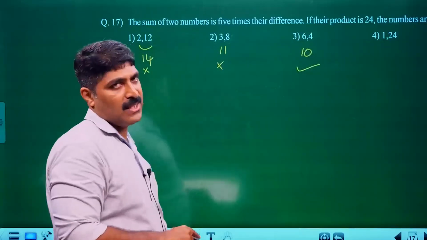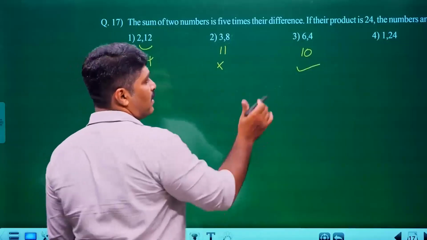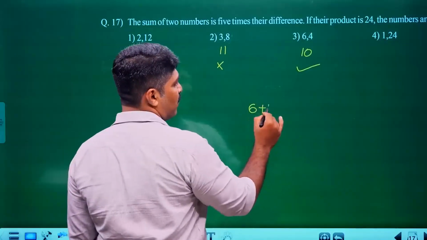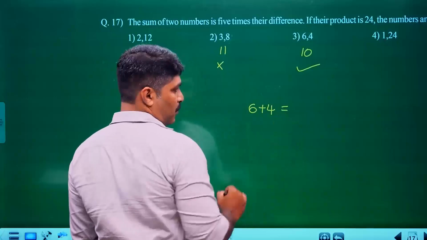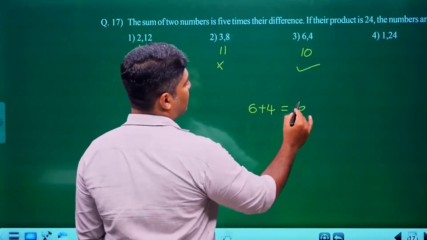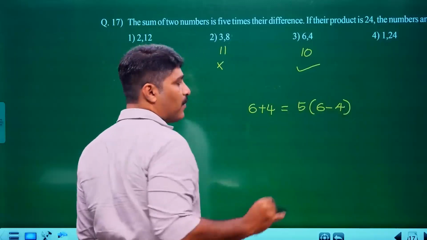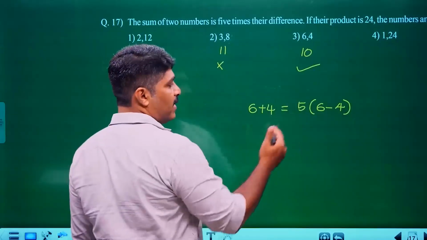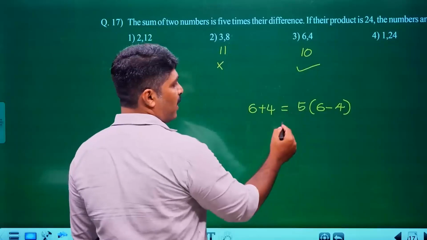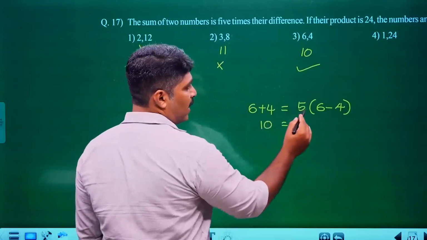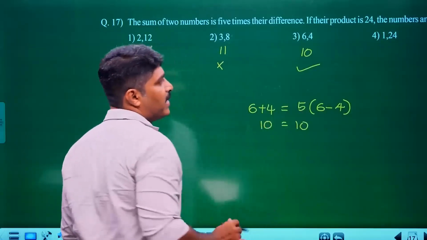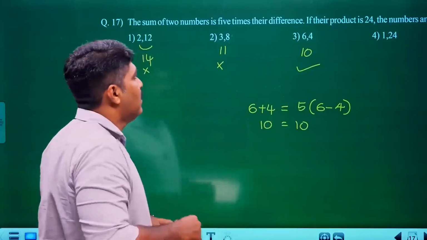So that is satisfying. Or we can verify it: the sum of those two numbers is equal to 5 times the difference between them, whether it's satisfying or not. Yeah, here we will get this equal to 5 into 2, this is equal to 10. And this is 5 into 2, that's also equal to 10. It's satisfying. Correct. So this is the logic.